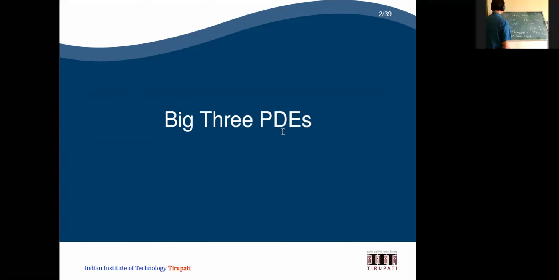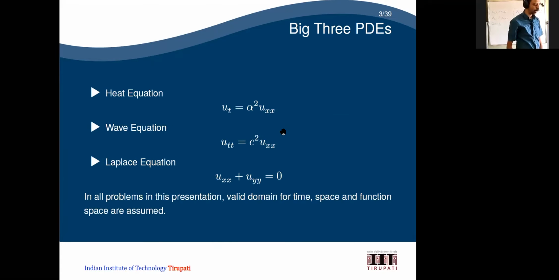So basically we have three PDEs, the big three PDEs. The big three PDEs are as follows. One is called the heat equation, another is called the wave equation, another is called the Laplace equation. The heat equation is u_t equals k squared u_xx, or there I have written alpha squared. The wave equation is u_tt equals c squared u_xx, and u_xx plus u_yy equals 0 is the Laplace equation. These are the big three PDEs.